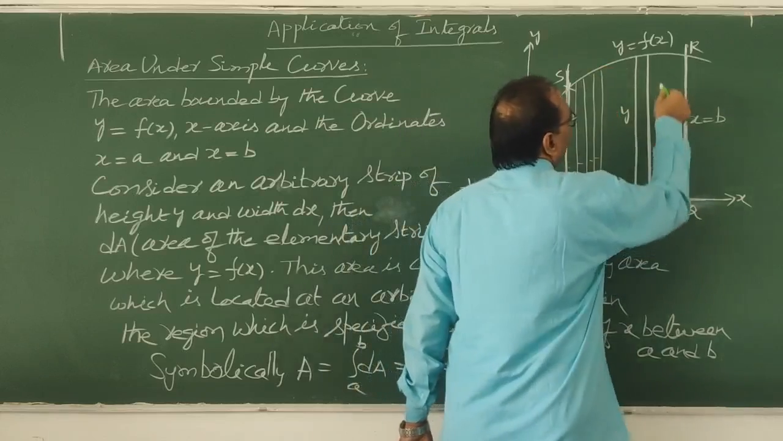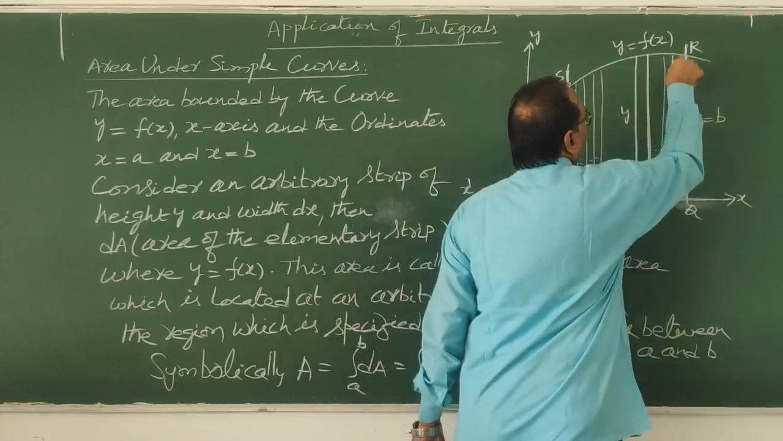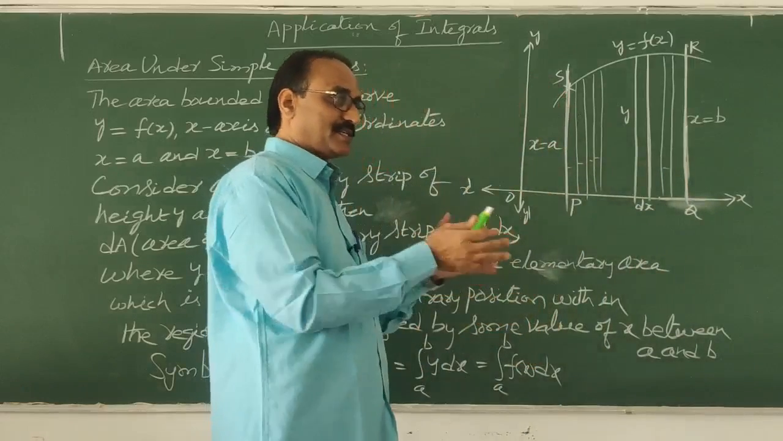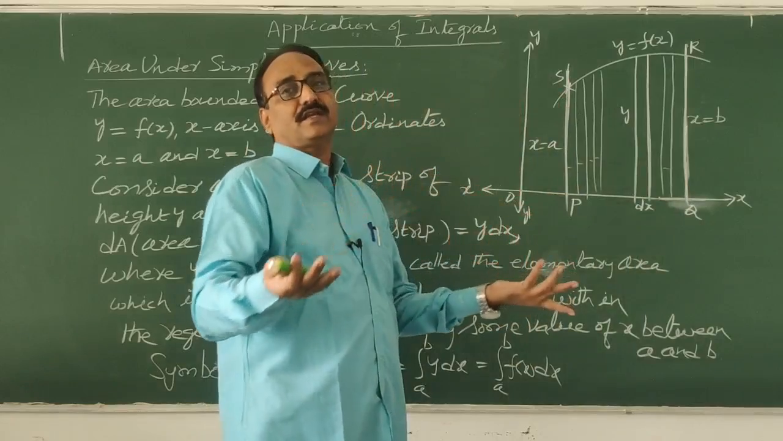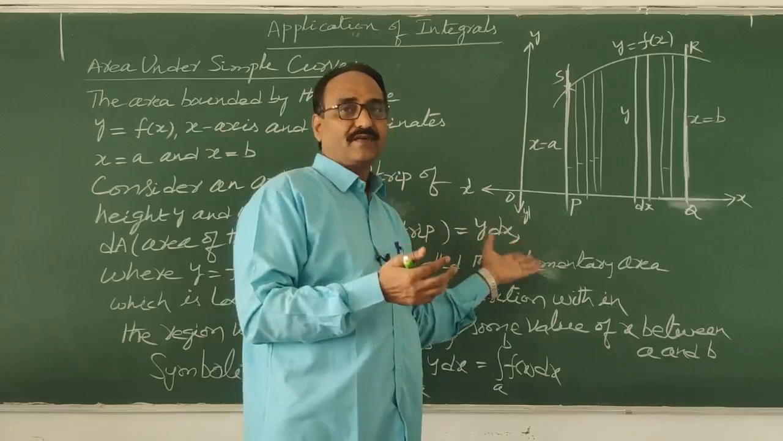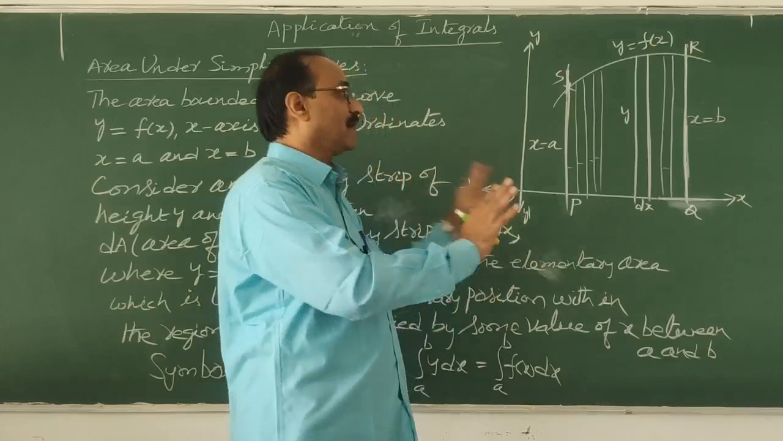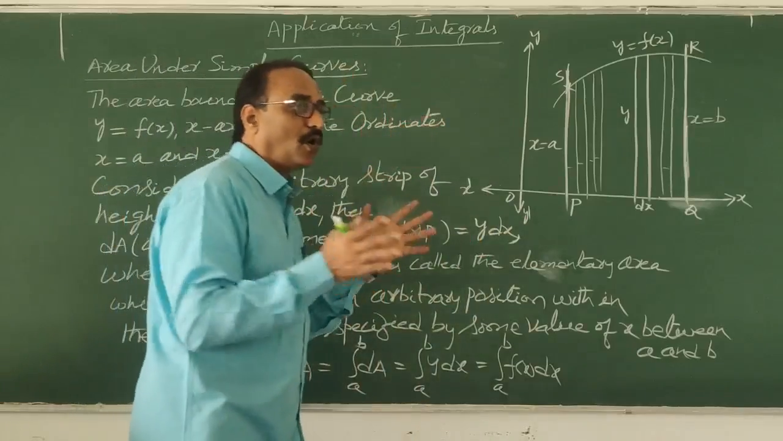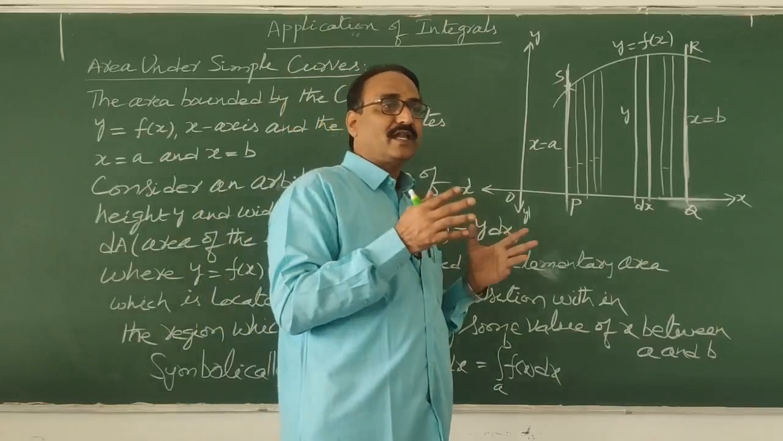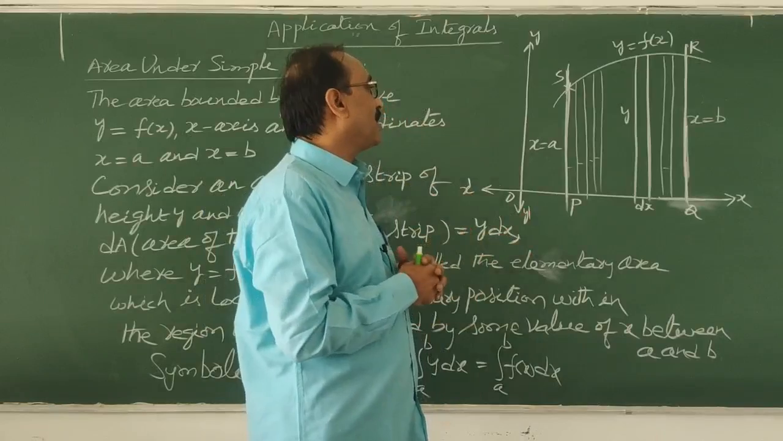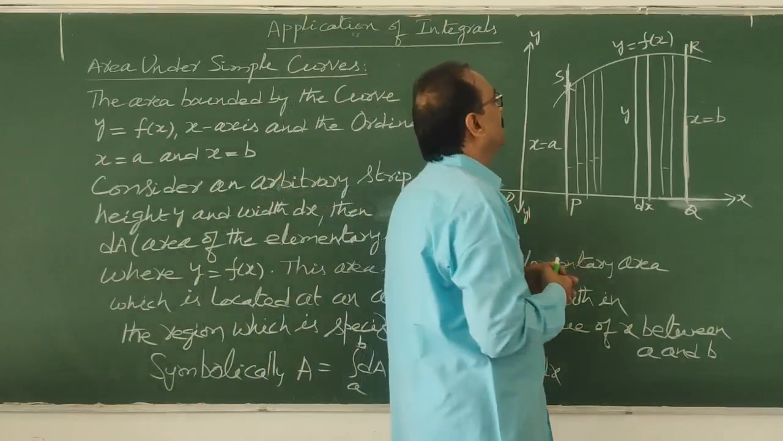Like this, what will we do? All these strips we will add. When you add all these strips together, whatever area we get is nothing but the area under the curve between the given values. That is the meaning of this problem. So all the strips, that is called the limit of a sum of the values.